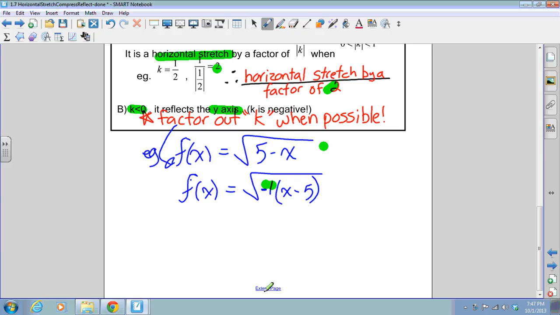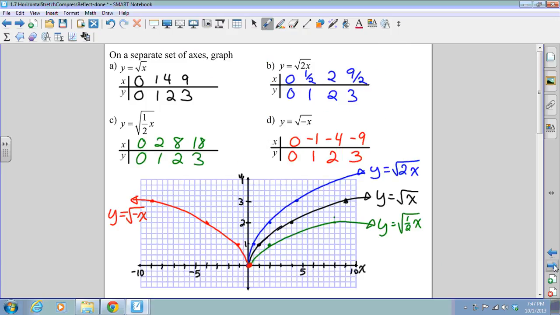Okay? Let's move on and take a look at some other graphs. And again, if you have a graphing calculator, you may want to pull it out and try these. So on a separate set of axes, graph these. I'm actually going to put them all on the same set so you can see what's happening, especially to some of the key points.